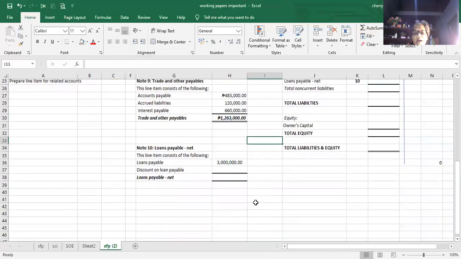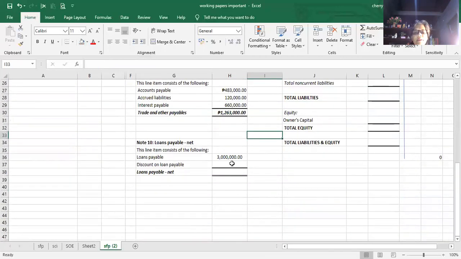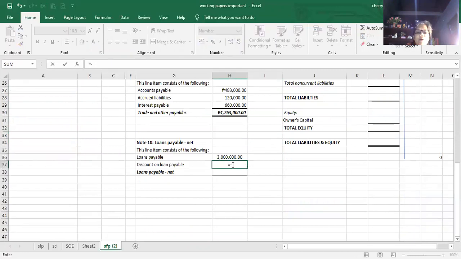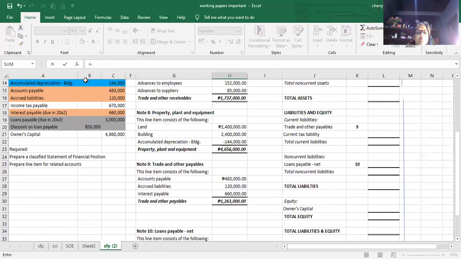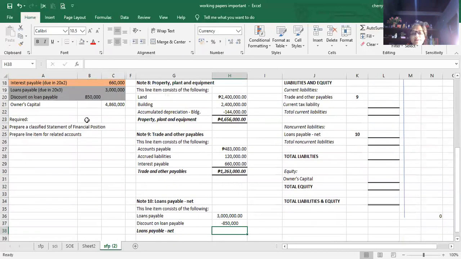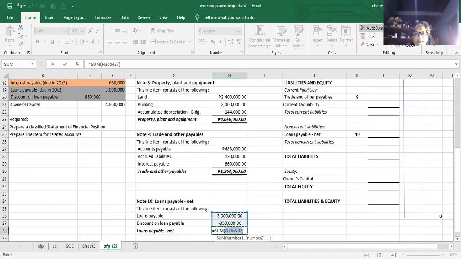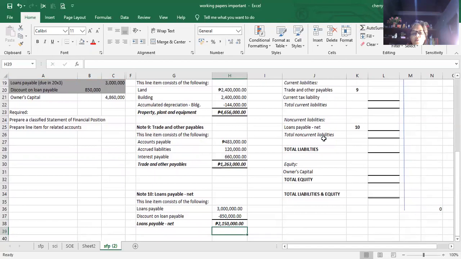Okay. How about discount on loan payable? This is a contra payable. Therefore, equals minus how much is the discount per record? It is 850,000. Okay. So two ciphers. Then this will be reduced by 850,000. Therefore, the loans payable net is only 2,150,000 instead of 3 million.